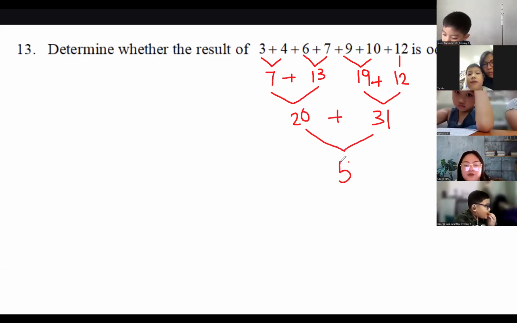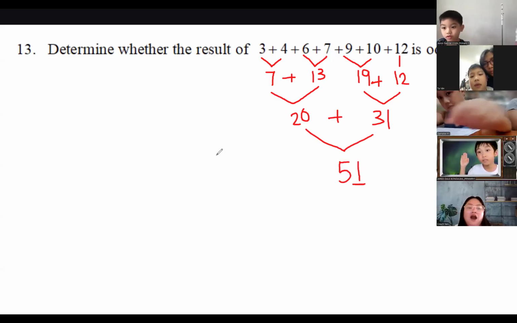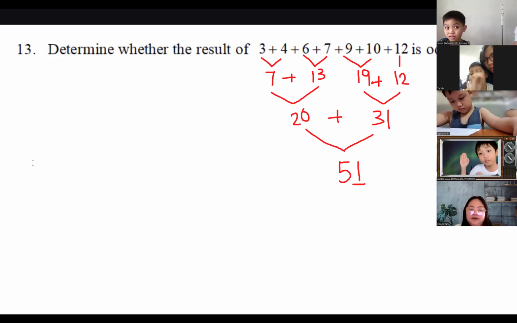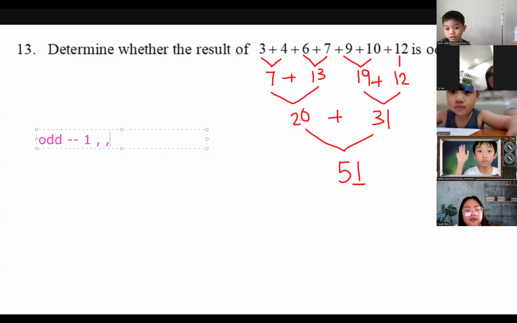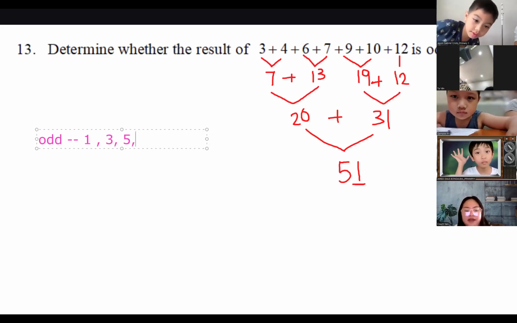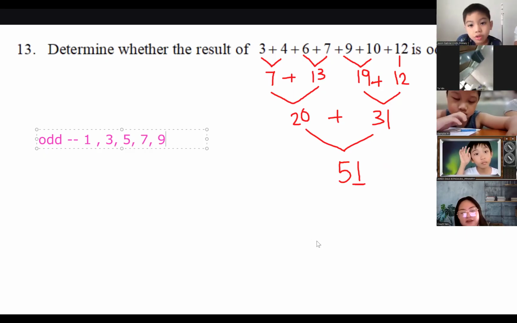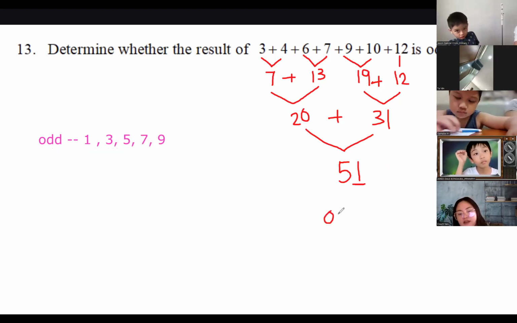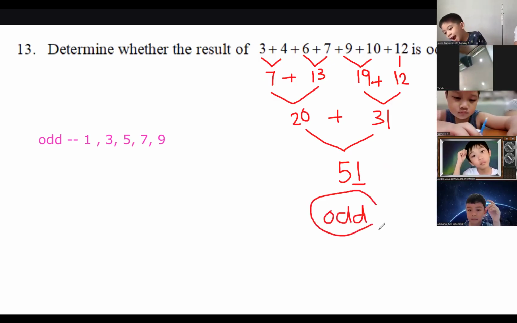So 51 ends with 1, di ba? It's an odd number. So remember, odd ends in 1, 3, 5, 7, and 9. So since it ends with an odd number, it is an odd number. That's the answer.